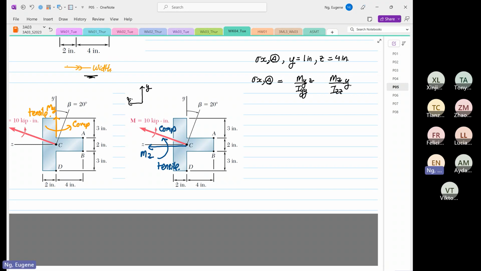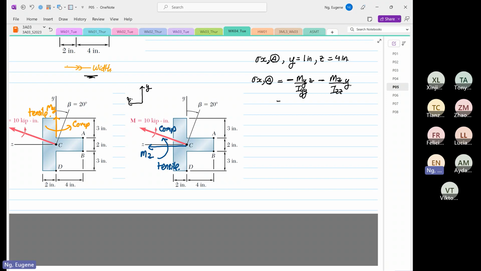So you know that moment about Y. So we look at moment about y at point A, what is it? Compression. Then I put a minus sign over here. MZ is also under compression. So 2 are minus. So by looking at the moment vectors, I'm not worried about the formula at all. Can you all see how convenient this is?